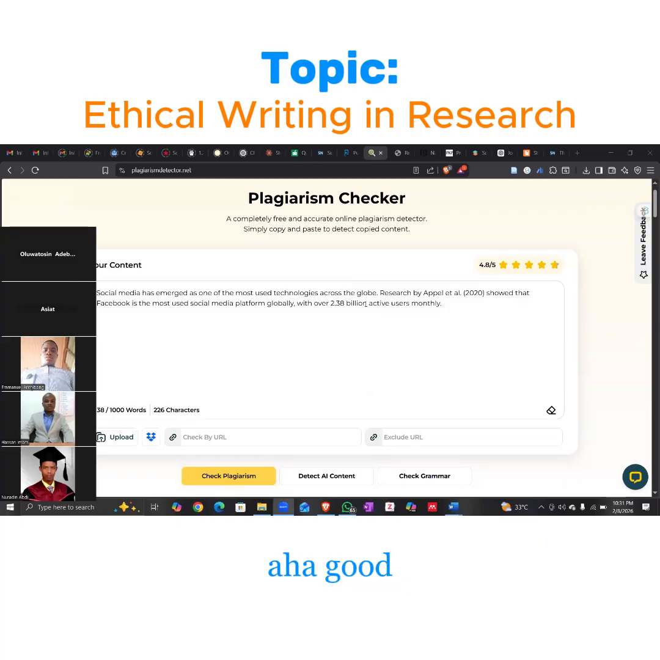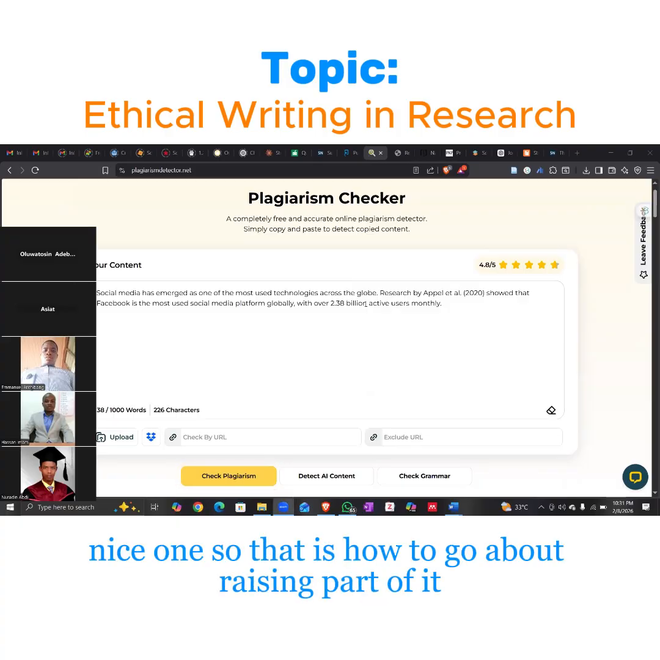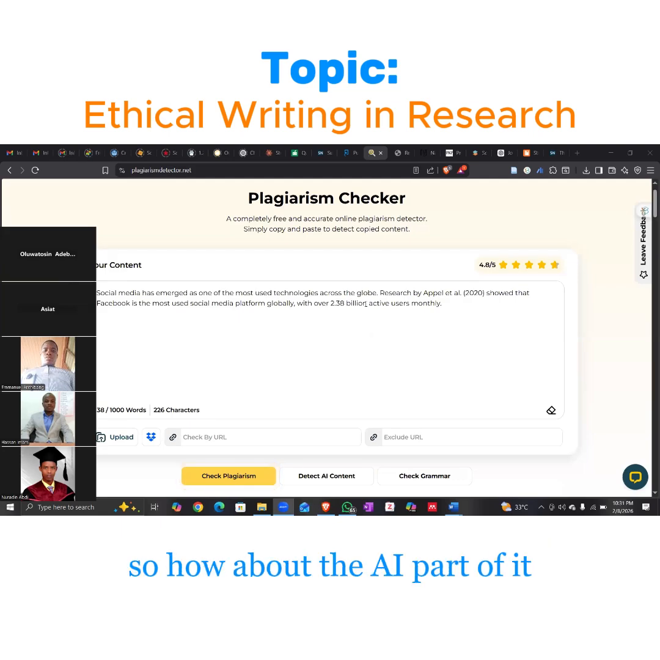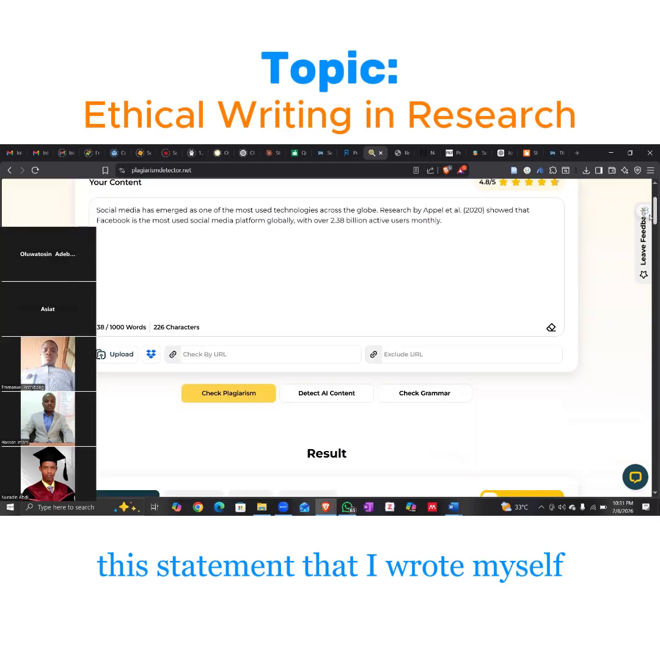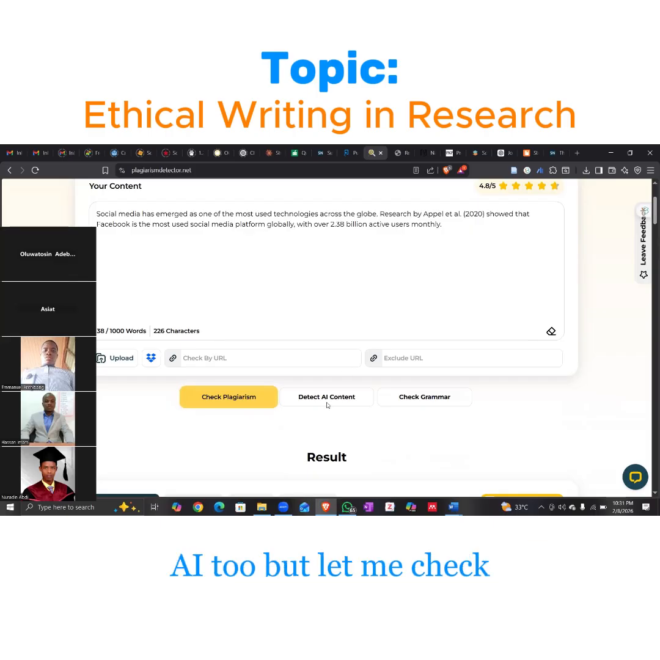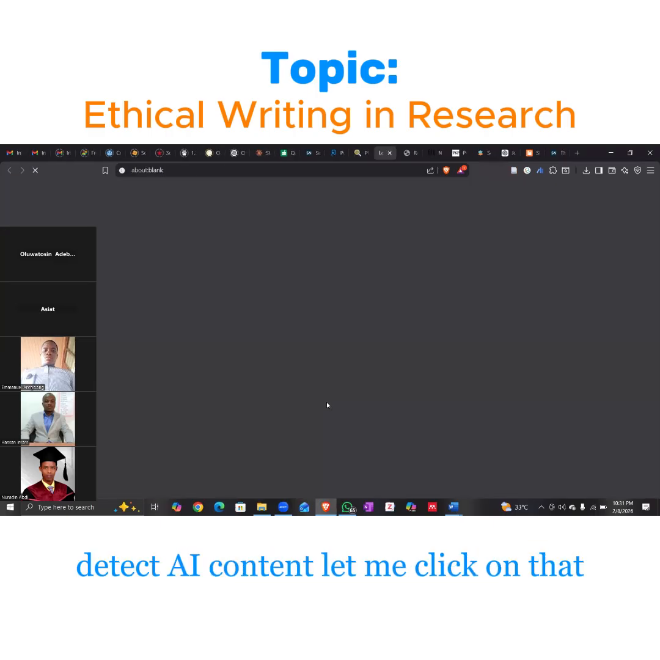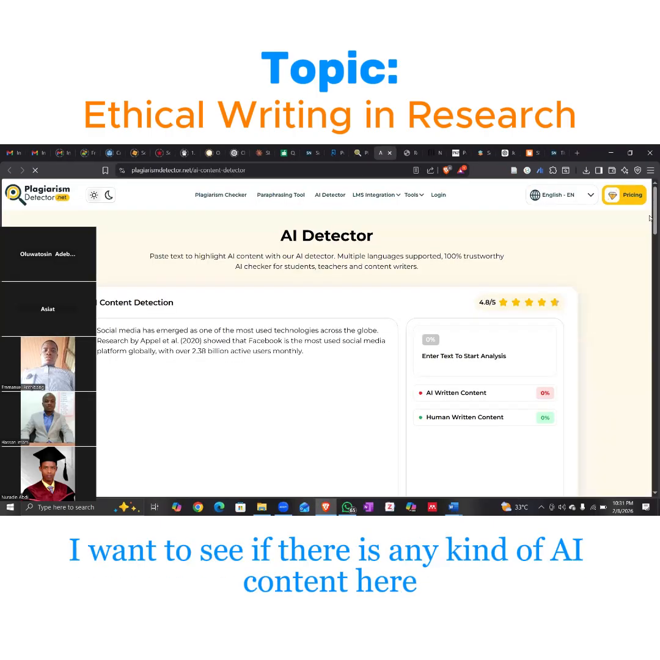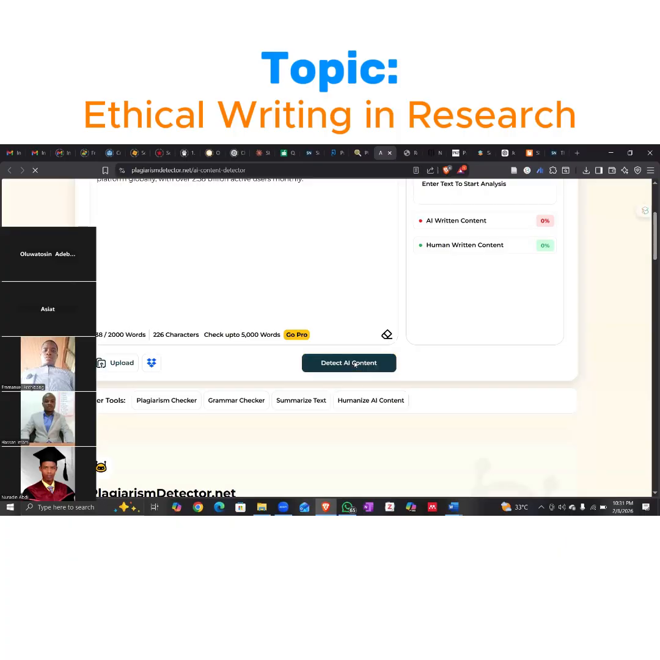Okay, good, nice one. So that is how to go about the plagiarism part of it. So how about the AI part of it? It won't be funny if this statement that I wrote myself can be seen as AI content by an AI tool. But let me check. Let me click on detect AI content. I want to see if there is any kind of AI content here.